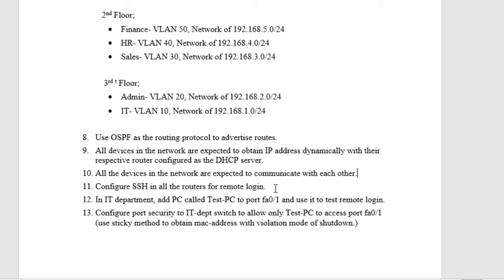So these are trunk interface, access interfaces. We have successfully configured VLANs on every switch. The first floor switch has 3 VLANs for each department. The same case for second floor switch, 3 VLANs for each department. Finally, on the third floor switch, we have 2 VLANs for 2 departments.